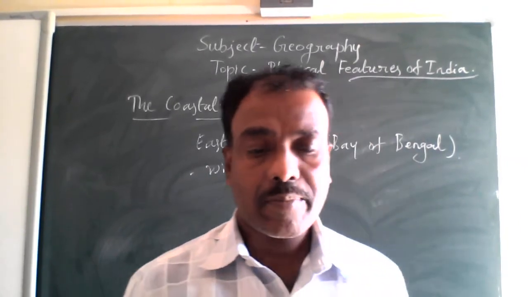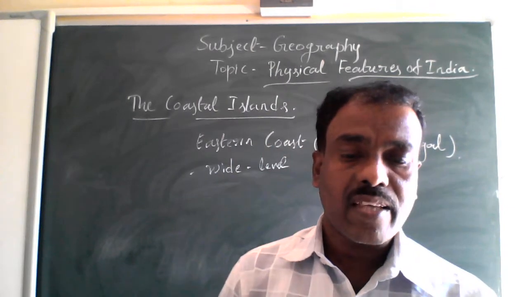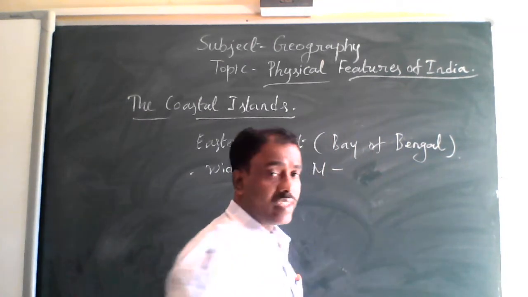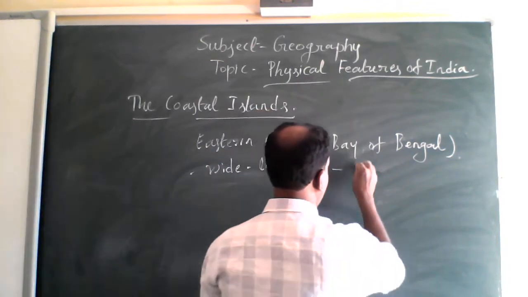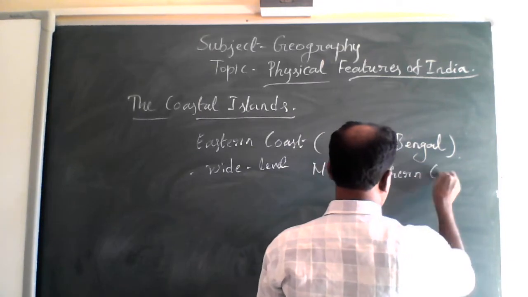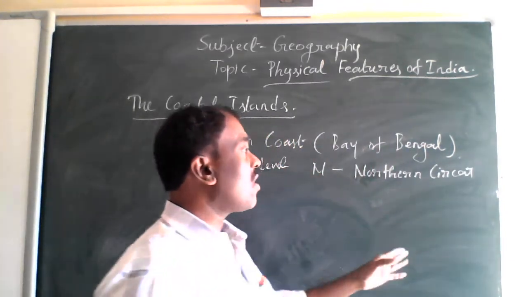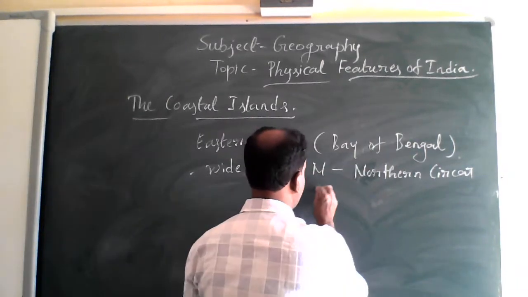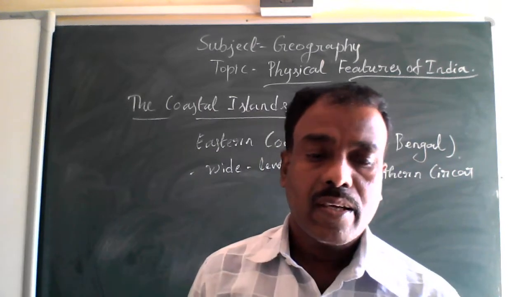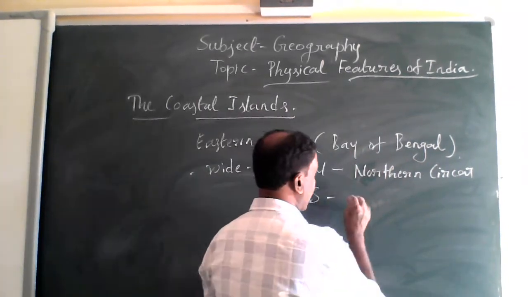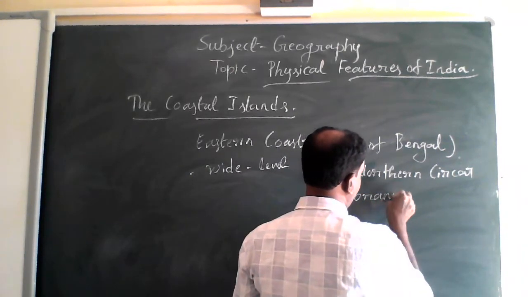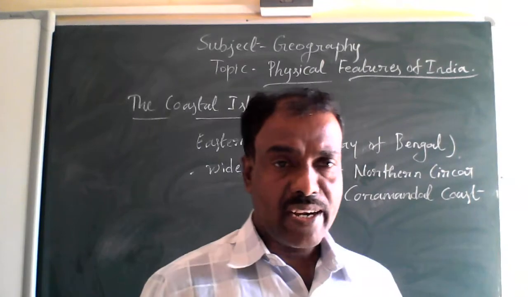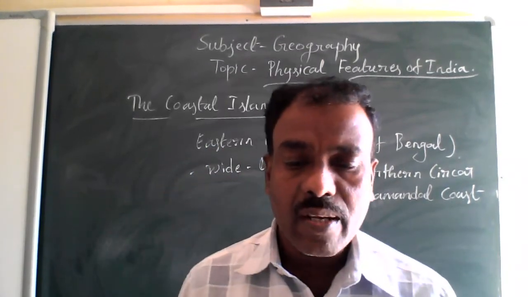See, the northern part is referred to as the Northern Circars, also called Sarkar. Okay. And the southern part is known as the Coromandel Coast. So the northern part is referred to as the Northern Circars, and the southern part is referred to as the Coromandel Coast.